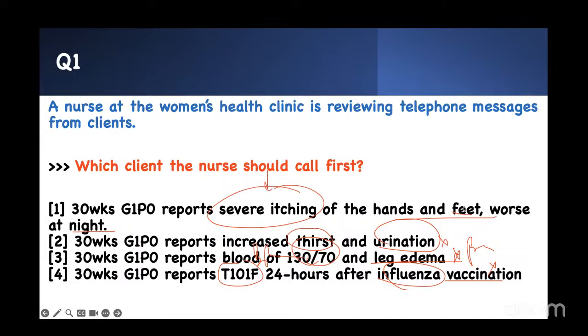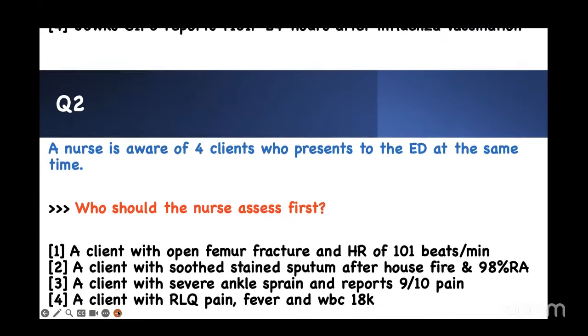call cholestasis of pregnancy. That's a bad problem. Don't forget it. So this is number one. That's your right answer. That is something you shouldn't forget.